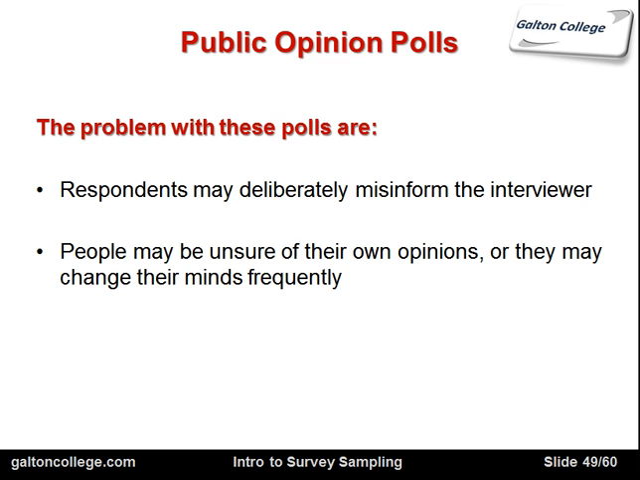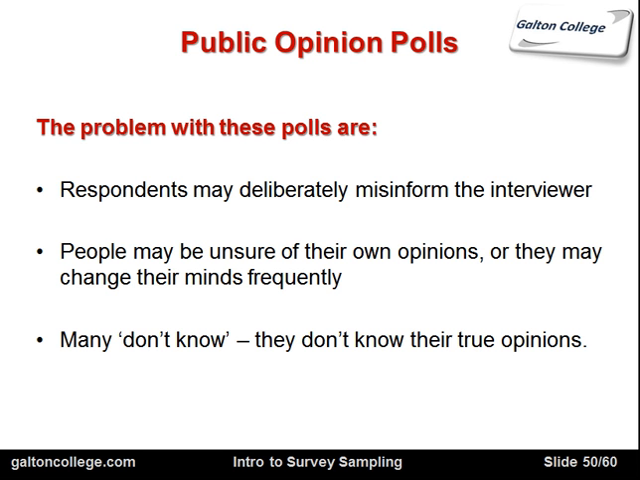People may be unsure of their own opinions, or may change their minds frequently. It's often the case, particularly if people don't have an expertise in the area. Someone untutored in economics, for example, may be confused about what inflation is. So a survey asking people their opinions about inflation may not yield very accurate results, because people are not sure exactly what inflation is.